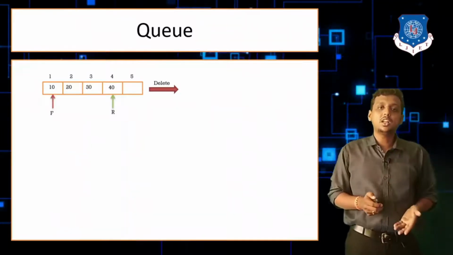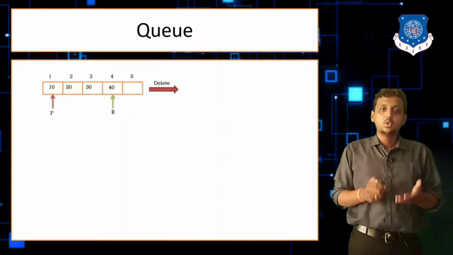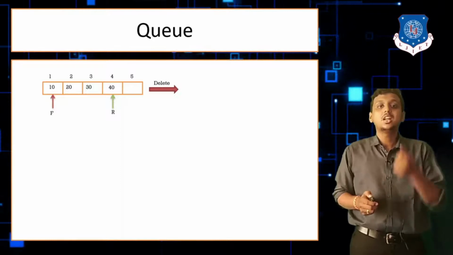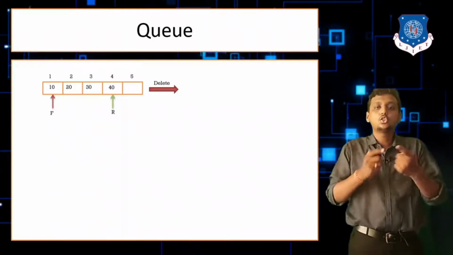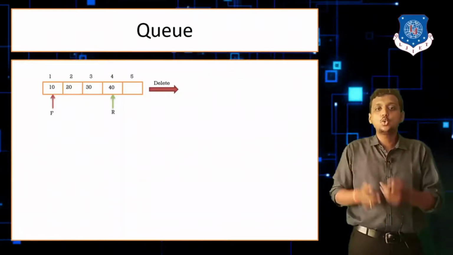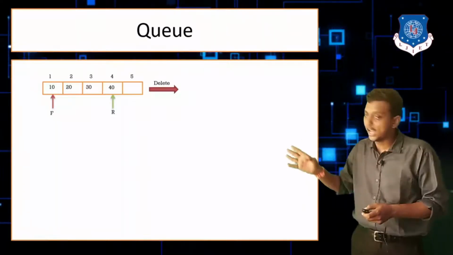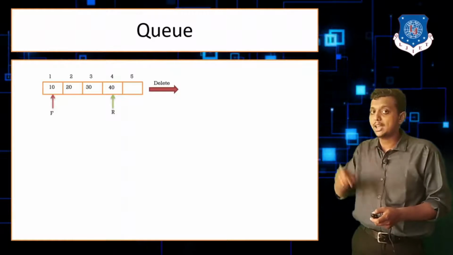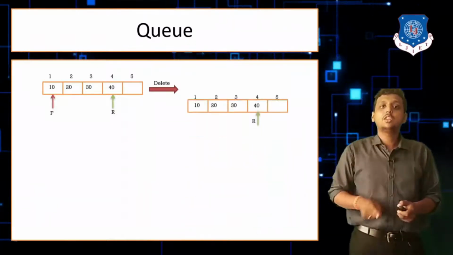After performing the deletion operation, first you need to check whether my queue is empty or not. Here my front is pointing at 1. That's why f is not equal to 0, so the queue is not empty. What should I do? Second step of the algorithm: I just need to assign my 10 to y.